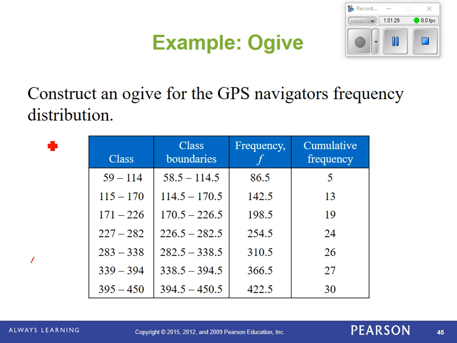We'll make one of these here just real quick. So if we do our cumulative, we got 5, 13, 19, 24, 26, 27, and again, notice the last one has to be the total number of things in there.